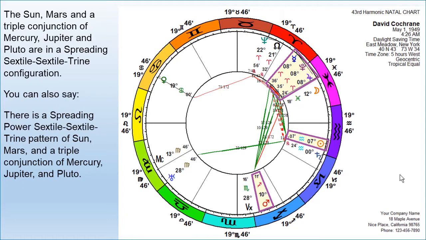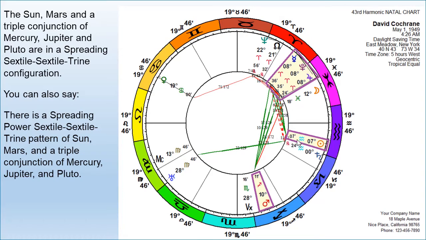So we can call this a spreading sextile-sextile-trine. Actually, that's not a very good description, because if we call it a spreading sextile-sextile-trine, that implies there are 3 planets, but we have a triple conjunction, so we can call it a spreading power sextile-sextile-trine. Spreading means one of the aspects is out of orb.